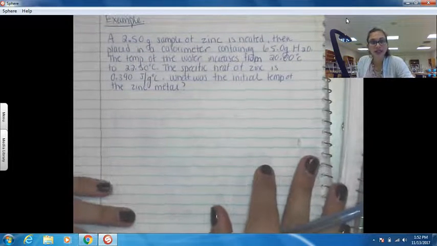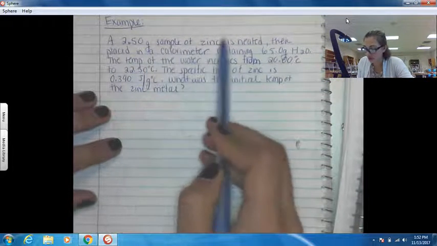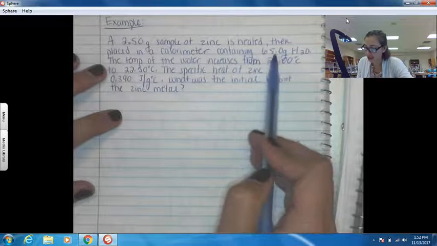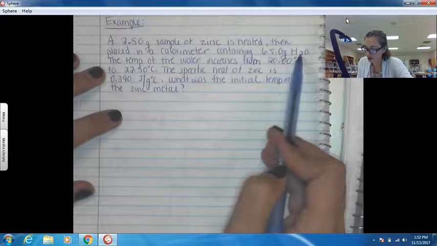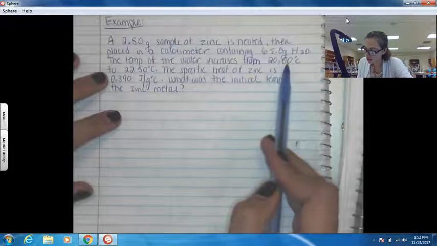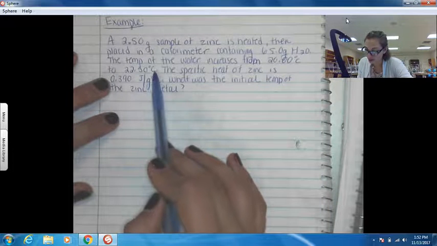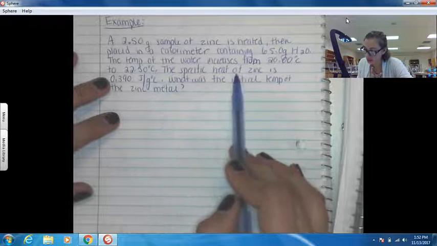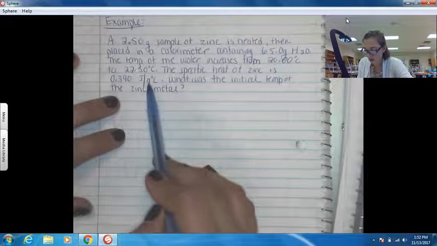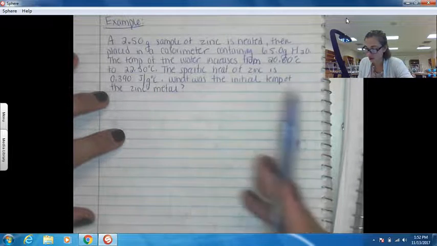So here it says, a 2.5 gram sample of zinc is heated, then placed in a calorimeter containing 65.0 grams of water. The temperature of the water increases from 20.00 degrees Celsius to 22.50 degrees Celsius. The specific heat of zinc is 0.390 joules per gram degrees Celsius. What was the initial temperature of the zinc metal?